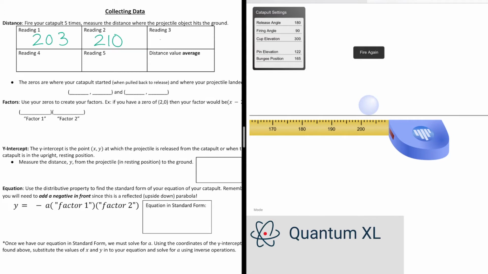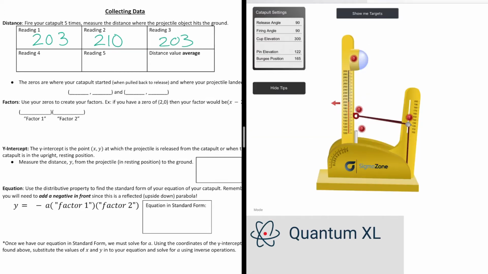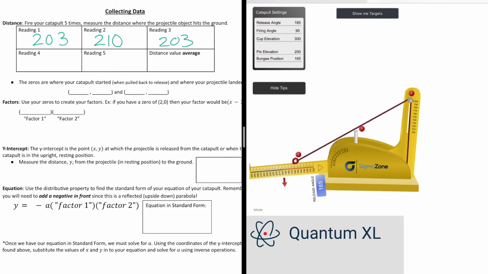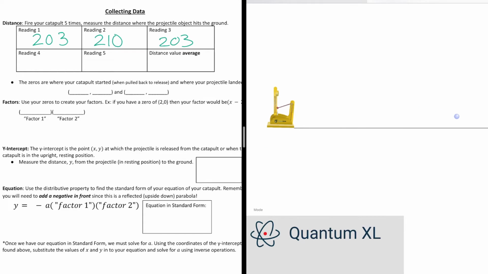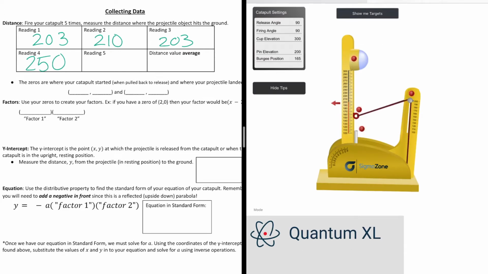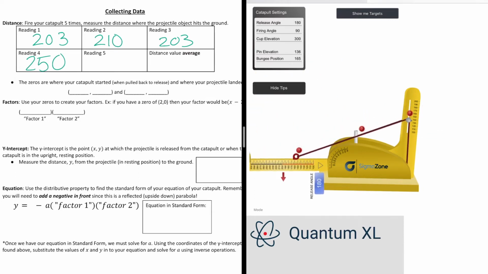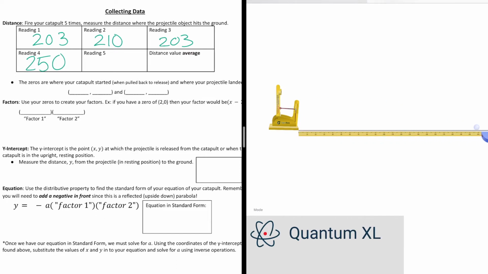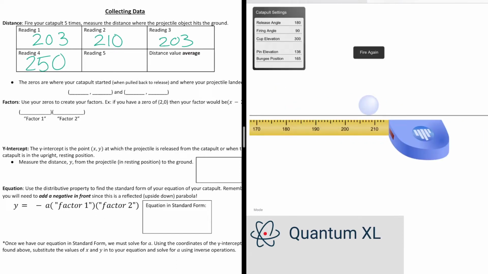Looks the same, 203. Oh, yeah, I didn't want to do that. Let's change something up. 250. And the last one, pull to 180 and release and measure. It looks like 208.